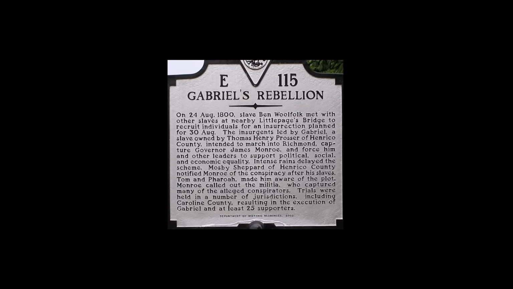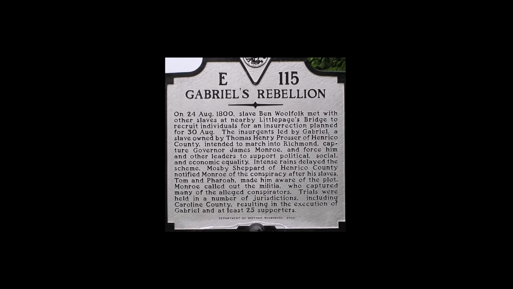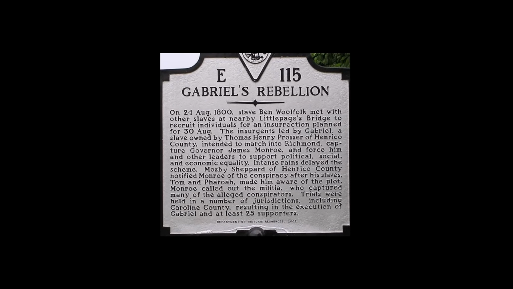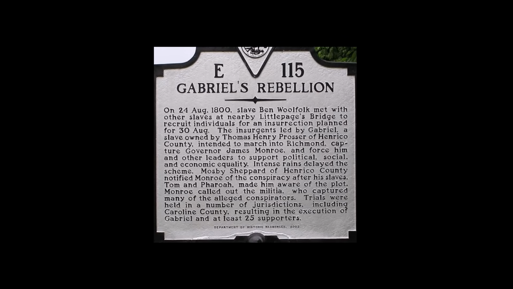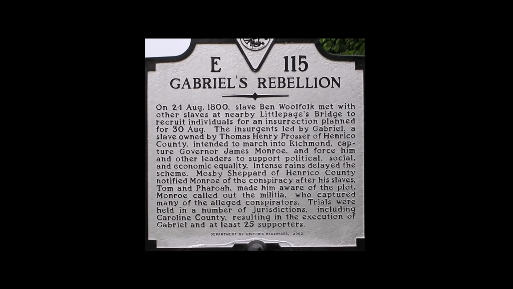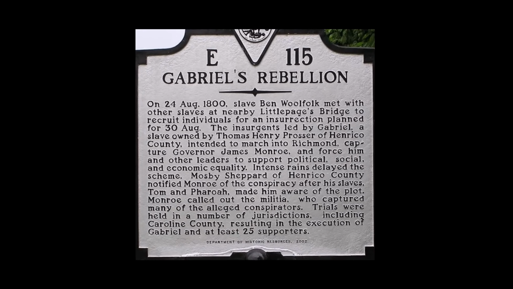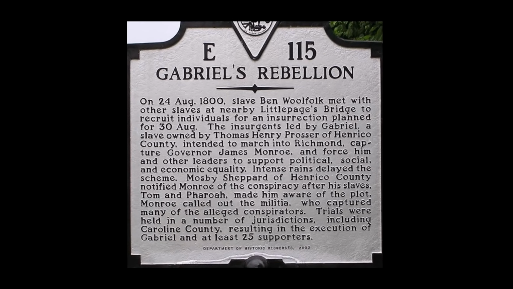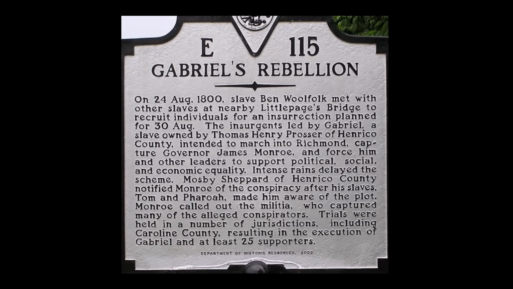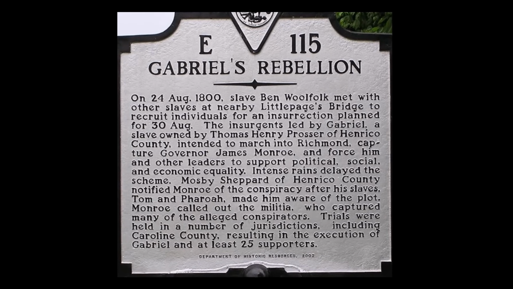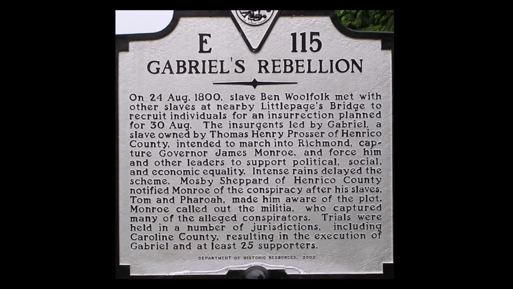Now let's get into Gabriel's Rebellion, which took place, or more accurately was meant to take place, around Richmond, Virginia, August 30th, 1800. Spoiler alert here, as we'll learn very shortly, the term Gabriel's Rebellion is really kind of a misnomer. It's more of a foiled plot than a rebellion.